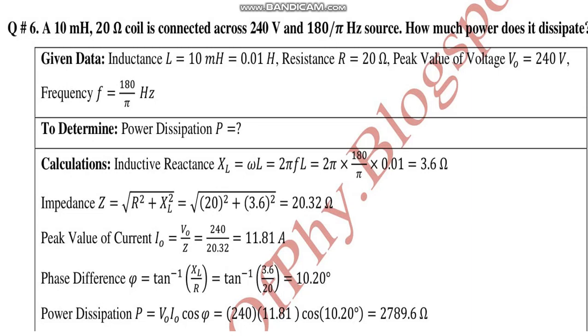Put the values in here. V naught, that is given in the question, put in here 240. I naught has a value 11.81, and cos phi, that has 10.20. After solving these values in the calculator, we get the answer 2789.6 ohm.